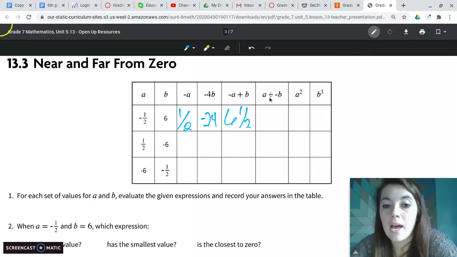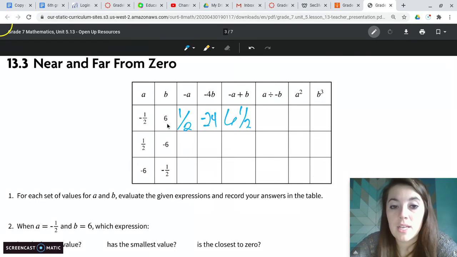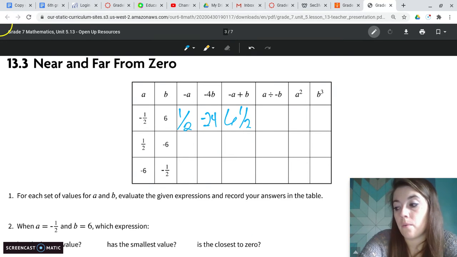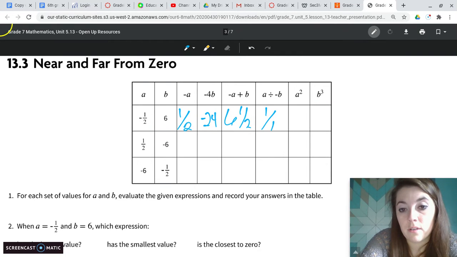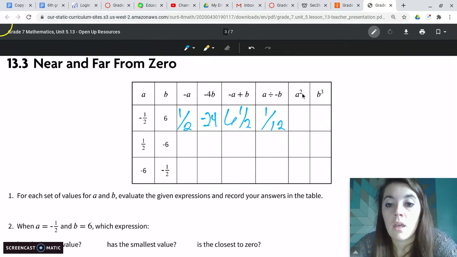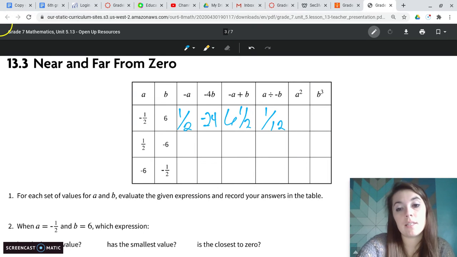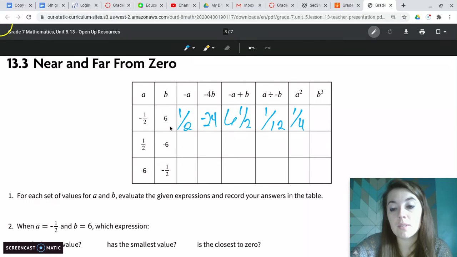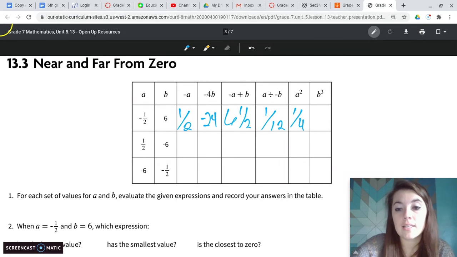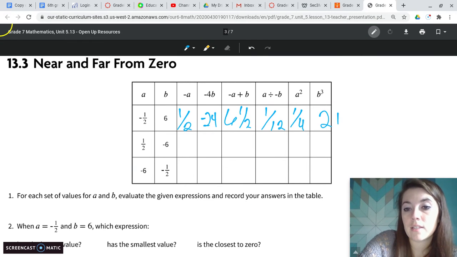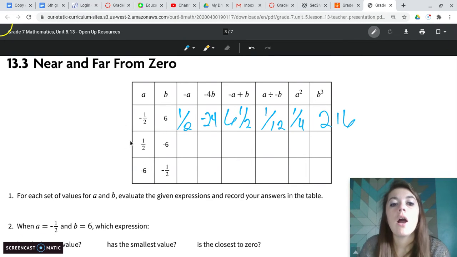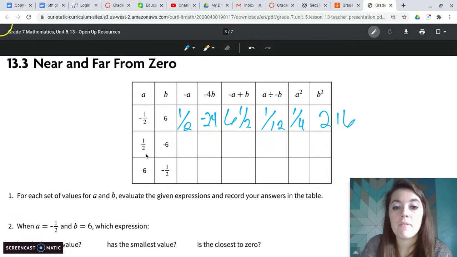A divided by negative B. So we're taking negative 1/2 divided by negative 6, which is going to give us a positive 1/12. A squared, so we're squaring the 1/2, so a negative 1/2 times a negative 1/2 is a positive 1/4. And then B to the 3rd power. So 6 times 6 is 36, and 36 times 6 is 216.